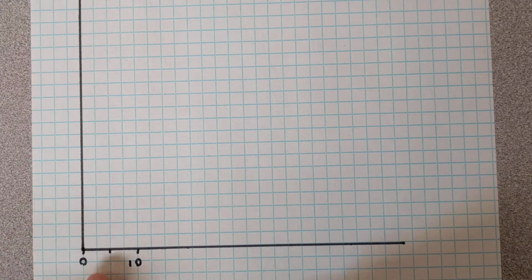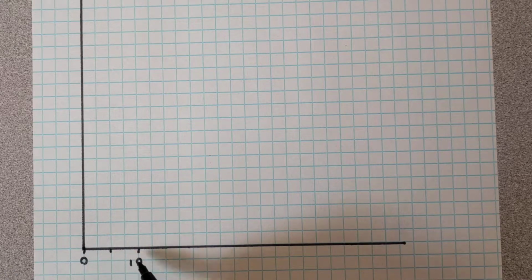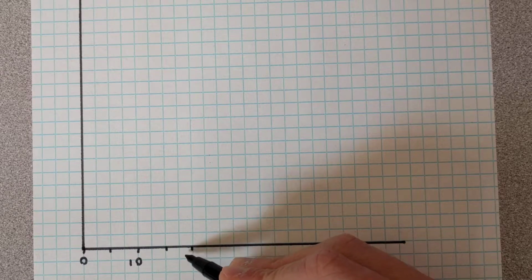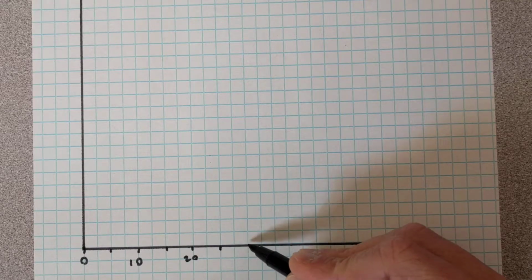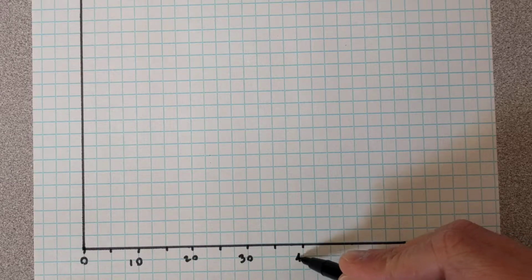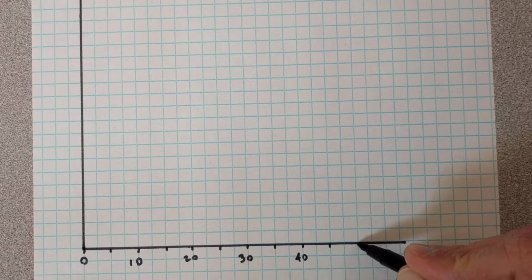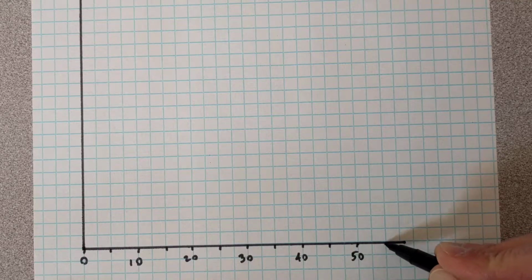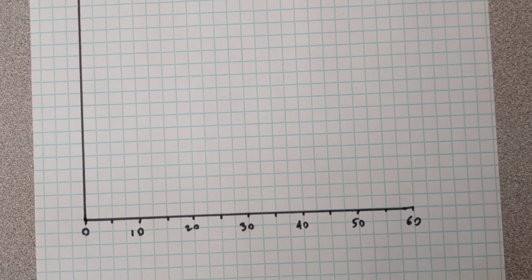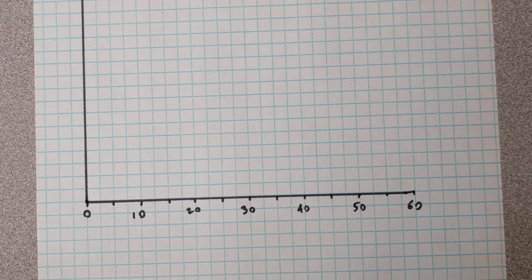As we talked about before, we don't need to number, and we should not number every single place. So in this case, we're going to skip the 5 and simply number the 10. We're going to skip the 15, and we're going to number the 20. Skip the 25, number the 30, 40, 50, and 60.